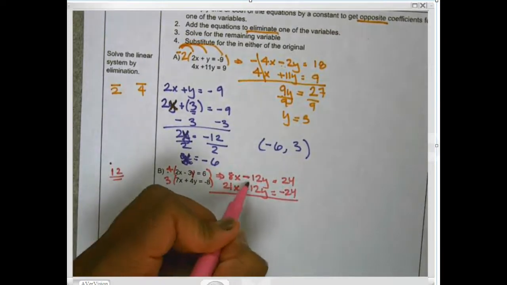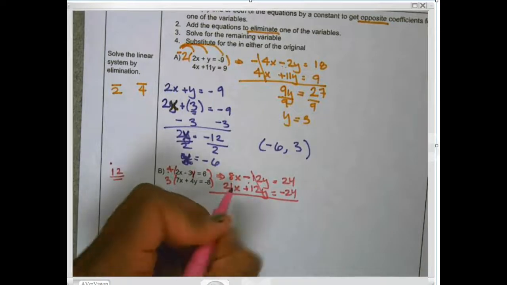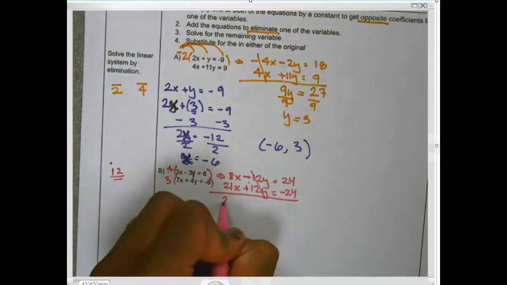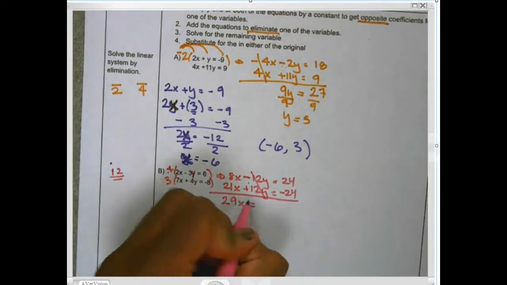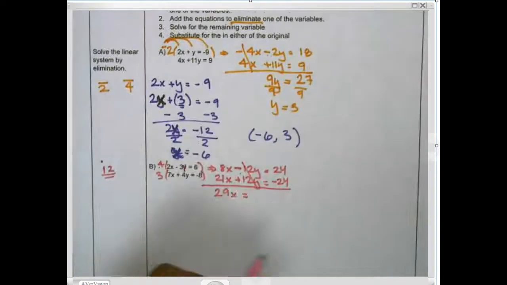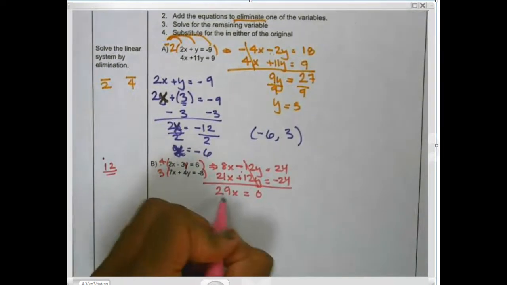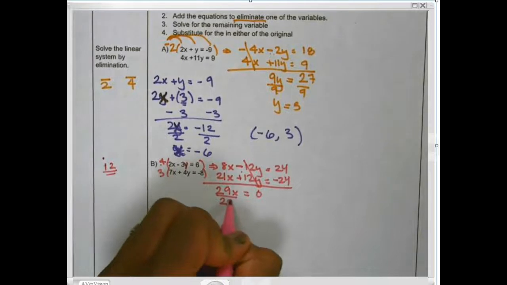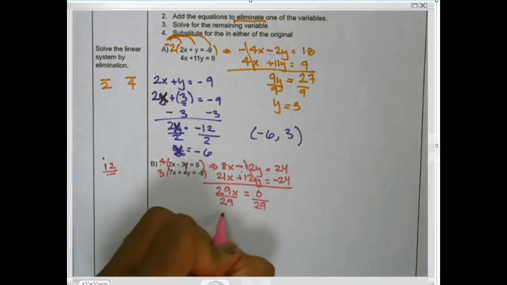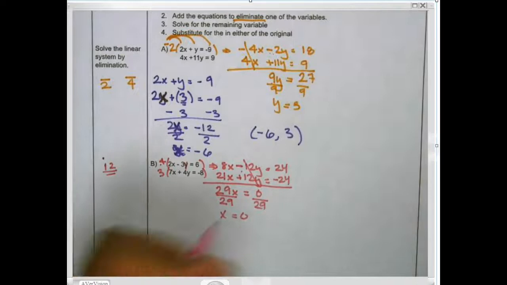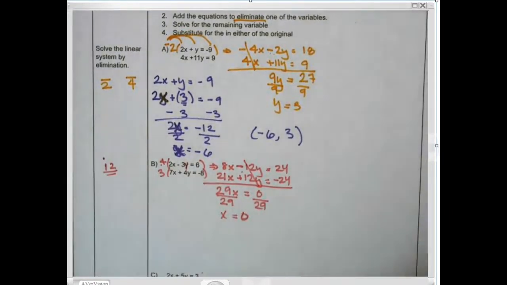Cool. Negative and positive 12y cancels out. 8x plus 21x is 29x equals, what's 24 minus 24? 0. What times 0 gives me 0? 0. So x equals 0. Beautiful. Now I'm going to plug that x into either one of the original equations.